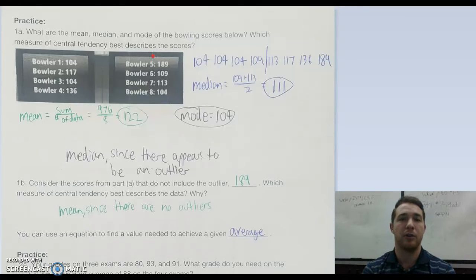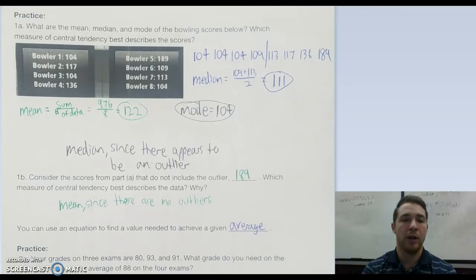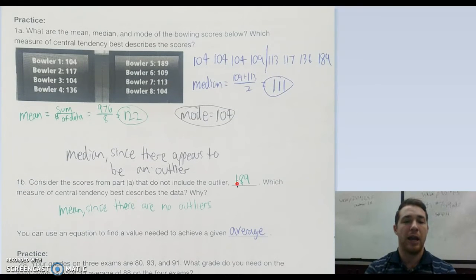Median is going to be a better descriptor because it doesn't take into account that outlier. 189, for median purposes, is basically the same as getting that 104, the lowest value. So now if we're going to consider those scores without the outlier, so if I got rid of the 189, the measure to best describe the data would change.